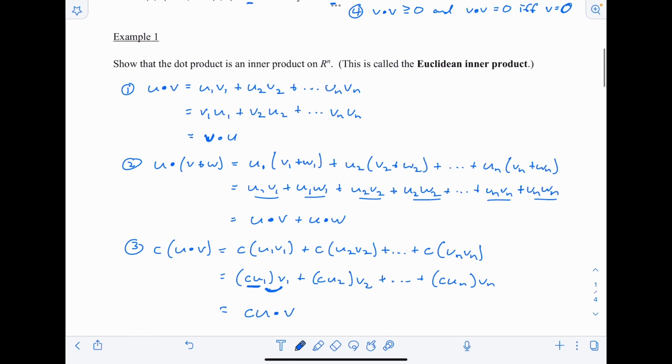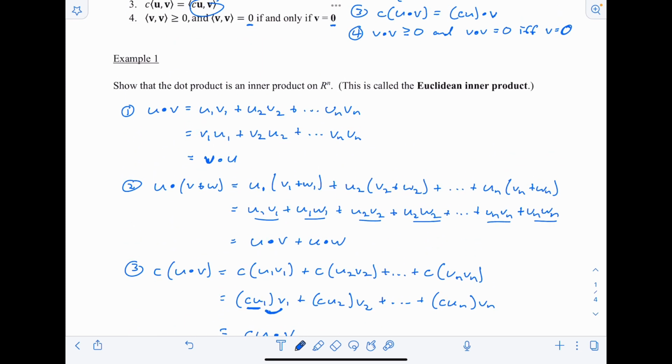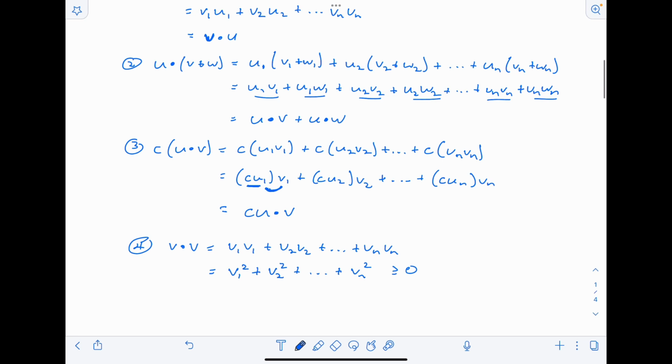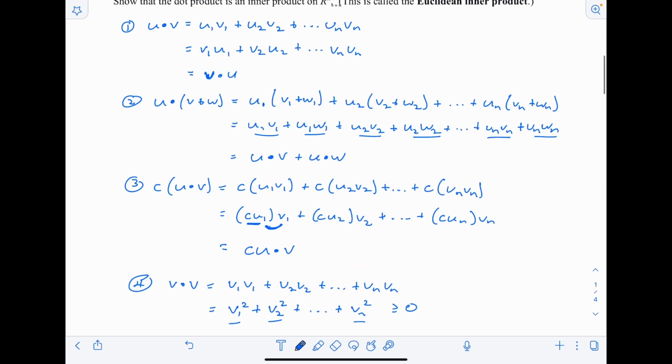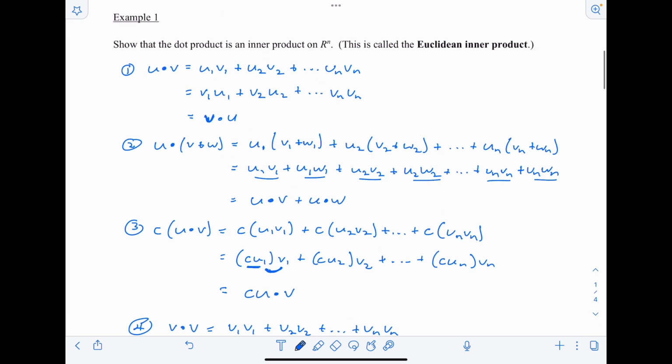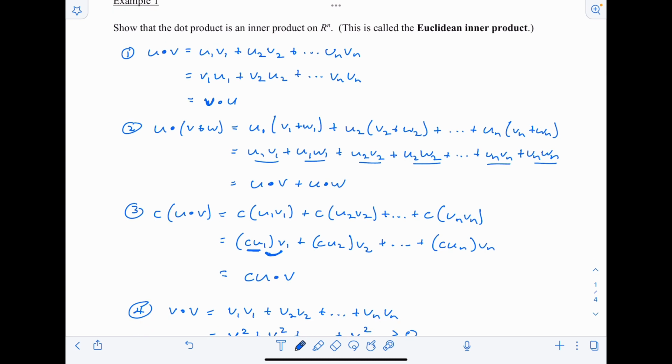And then for the other part of it, the only way to get 0 is if the vector itself is the 0 vector. Thinking about adding all these terms together, the only way I'm going to get a value of 0 is if each of those individual values is 0, which means v1 has to be 0, v2 has to be 0, vn has to be 0, and therefore it would have to be the 0 vector also. So 4 holds as well. So all four axioms hold, so the dot product is an inner product for any n space in R.